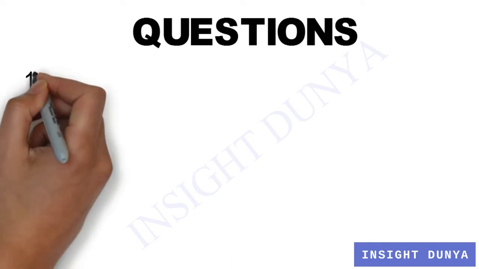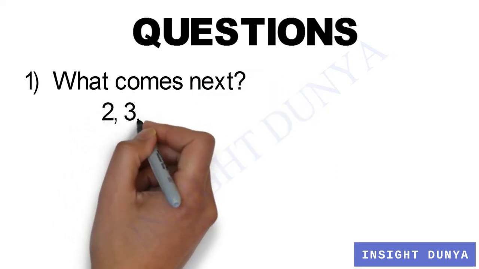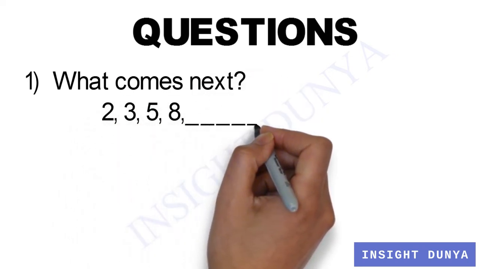Question number 1. What comes next? 2, 3, 5, 8 and then dash.